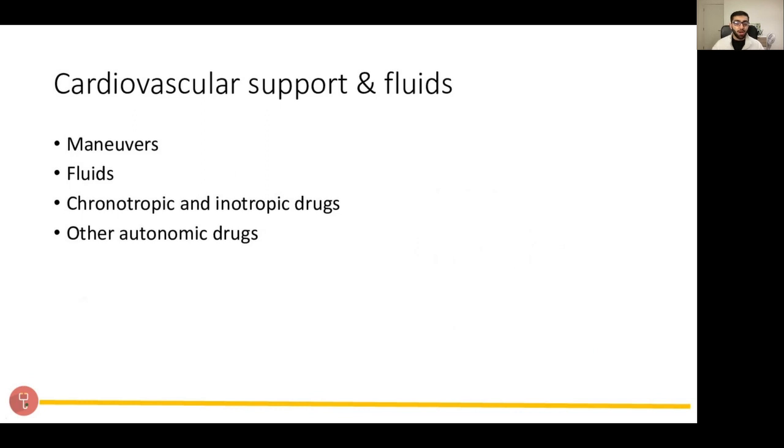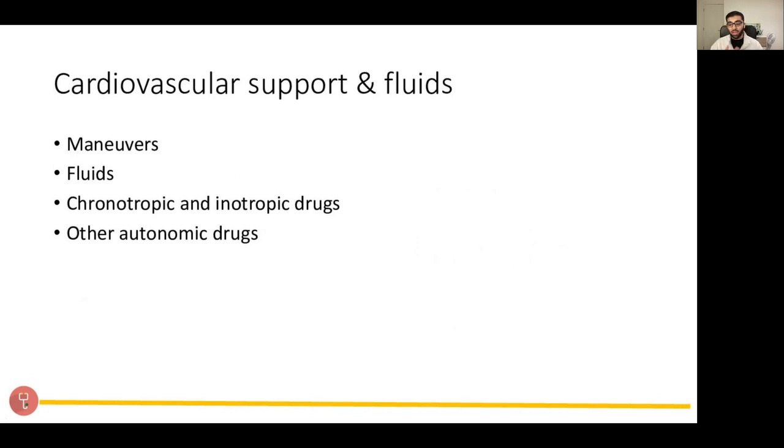The maneuvers include lifting up the legs or dropping the head of the bed down by putting the bed at a decline. These kinds of things can increase venous return back to the heart and the brain where they're often needed most. You can also give fluids, which we'll talk about in a second. And there are certain medications that you can give. So for example, chronotropic drugs that affect the heart, so drugs that increase heart rate, and then drugs that increase contractility, so inotropic drugs. And again, there are also other drugs that can act on the autonomic nervous system that you can give.